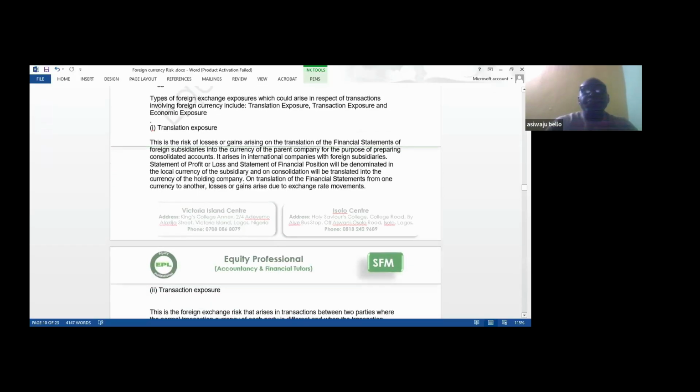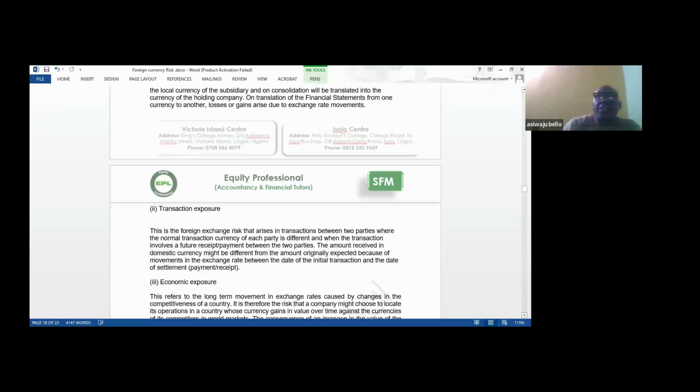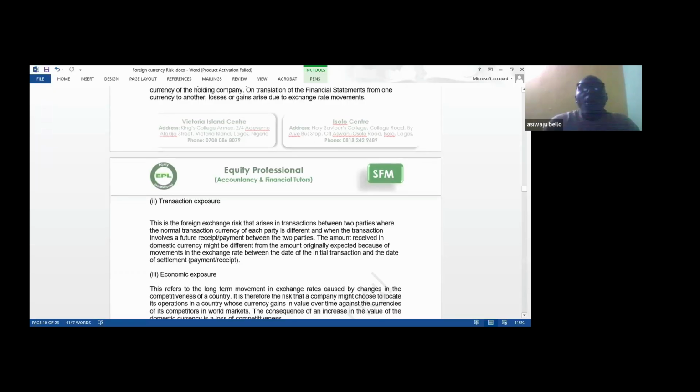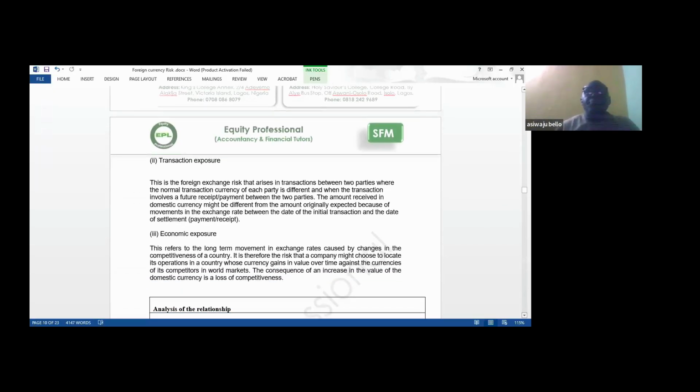Number 2, transaction exposure. What is transaction exposure? This is the foreign currency risk that arises in transactions between 2 parties where the normal transaction currency of each party is different, and when the transaction involves future receipts or future payments.